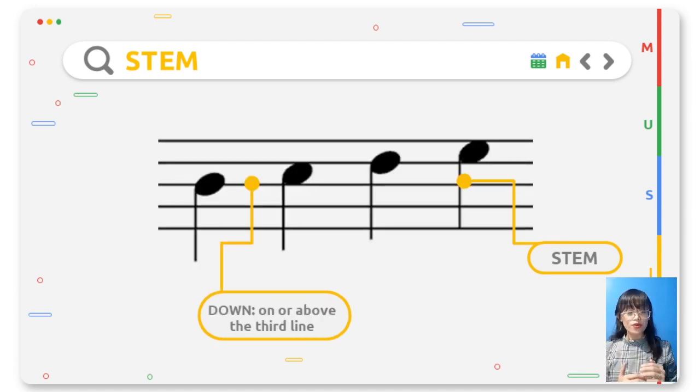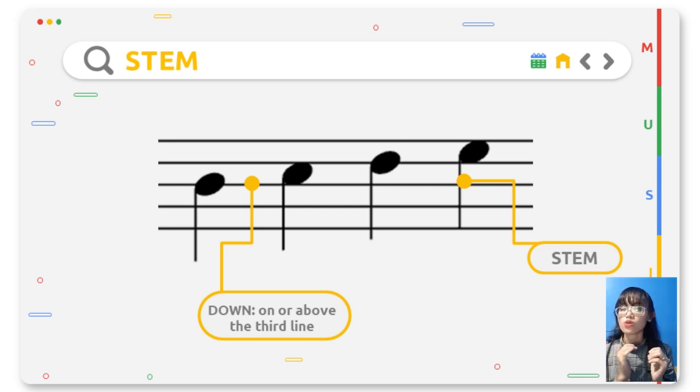Stems go down if the notes are on, or above the third line. See the note right here? Nandito siya sa third line. At yung mga sumunod na notes nasa taas na ng third line. Kaya yung stem niya ay pababa.